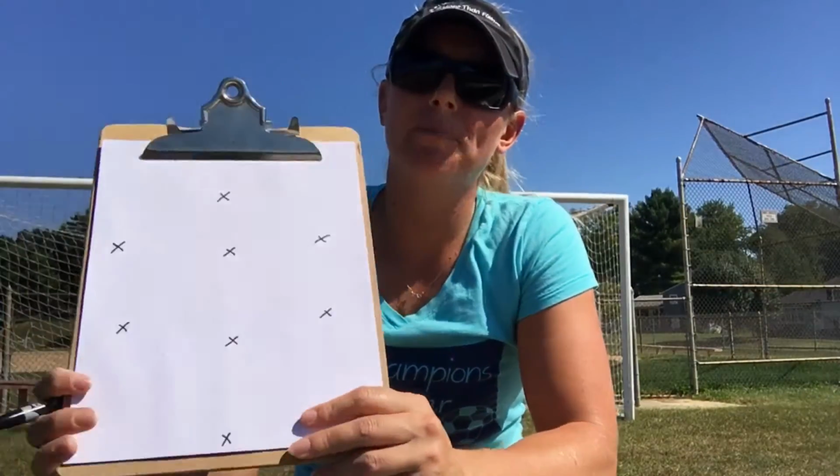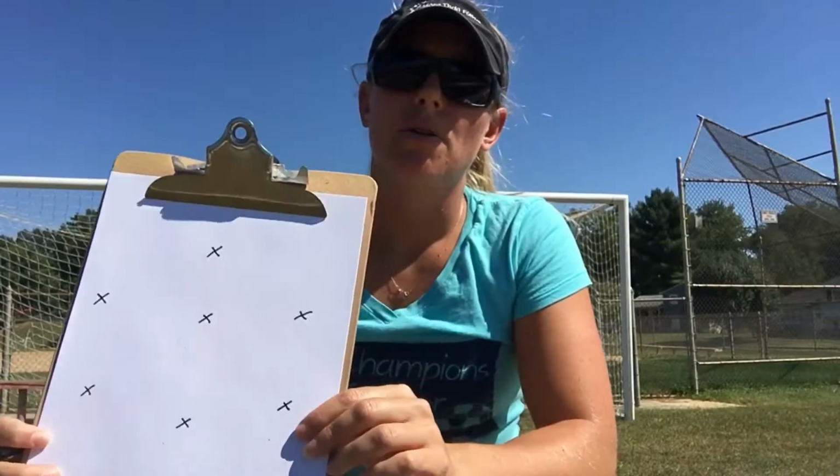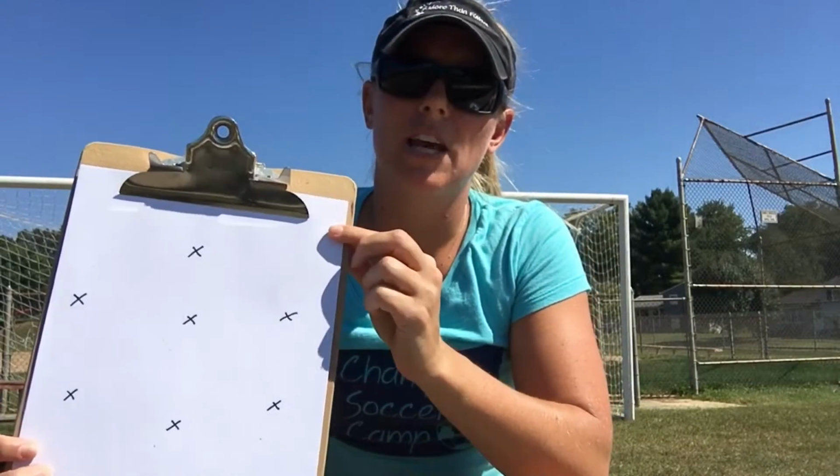We want to provide the kids with a formation that will make it easier for them as they transition into the older age groups. Something that will replicate 11 players on the field, even though we only have 8 players on the field. So here's a great formation to do for that: a 3-3-1. 3 defenders, 3 midfielders, and 1 forward.